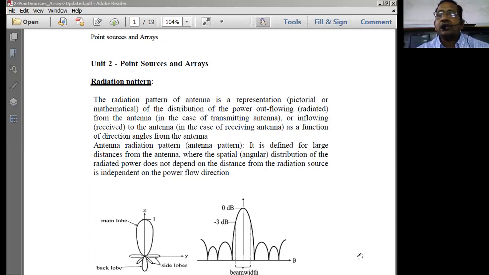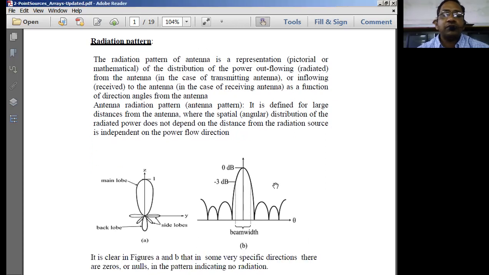The radiation pattern of an antenna is a representation of the distribution of the power outflow from the antenna and power inflow into the antenna as a function of the direction angles from the antenna. This radiation pattern is meant for large distances from the antenna, usually the far field region, where the spatial distribution of the radiated power does not depend on the distance from the radiation source, and is also independent of the power flow direction. So that is the basic radiation pattern.